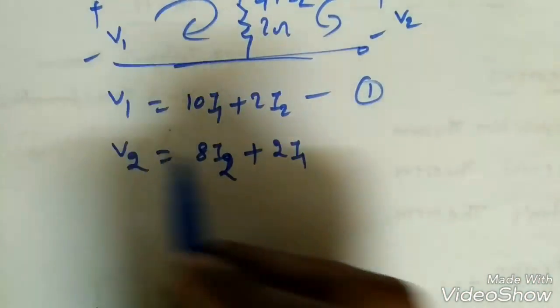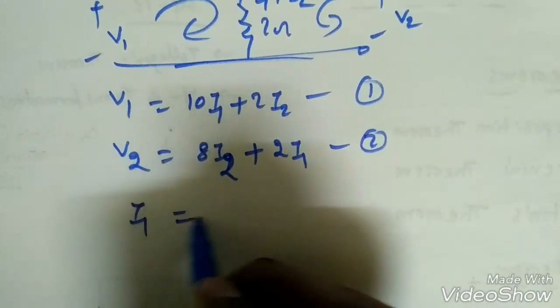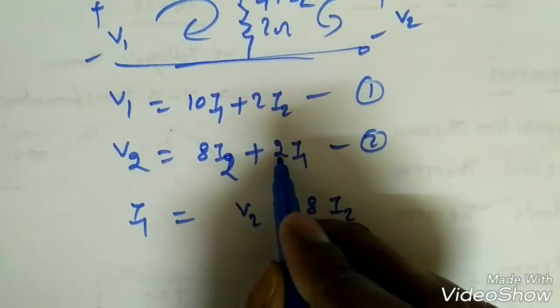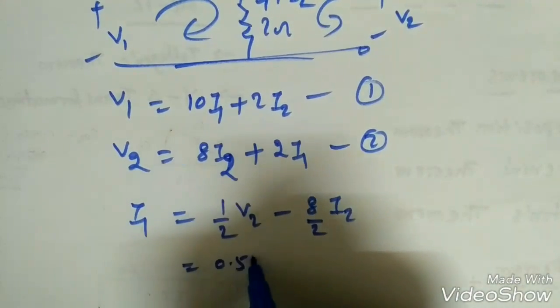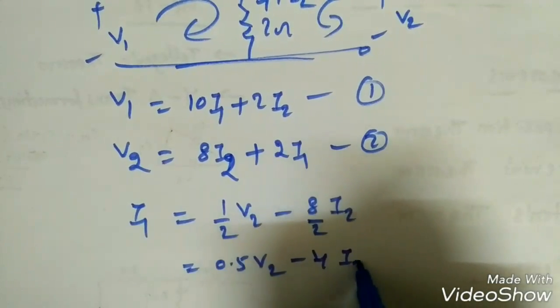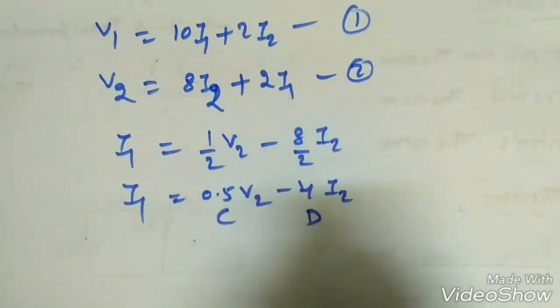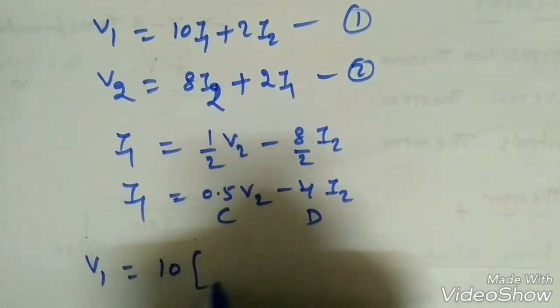Now we need V1 versus I1. So from this second equation, what is I1? I1 is equal to V2 minus 8 I2, divided by 2. So 0.5 V2 minus 4 I2. So that is I1. This is C and this is D. Now if I substitute back, I will get A and B also.